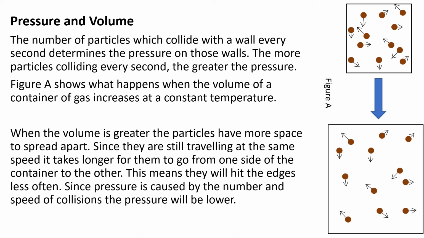When the volume is greater, the particles have more space to spread apart. Since they are still travelling at the same speed, it takes longer for them to go from one side of the container to the other. This means they will hit the edges less often. Since pressure is caused by the number and speed of collisions, the pressure will be lower.